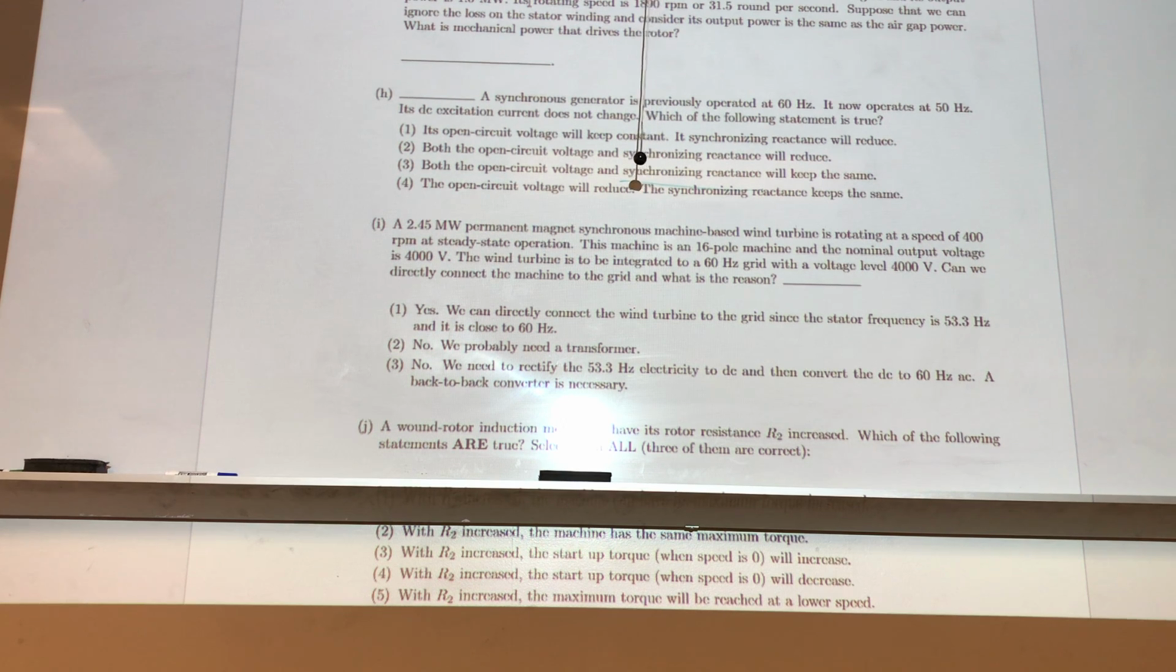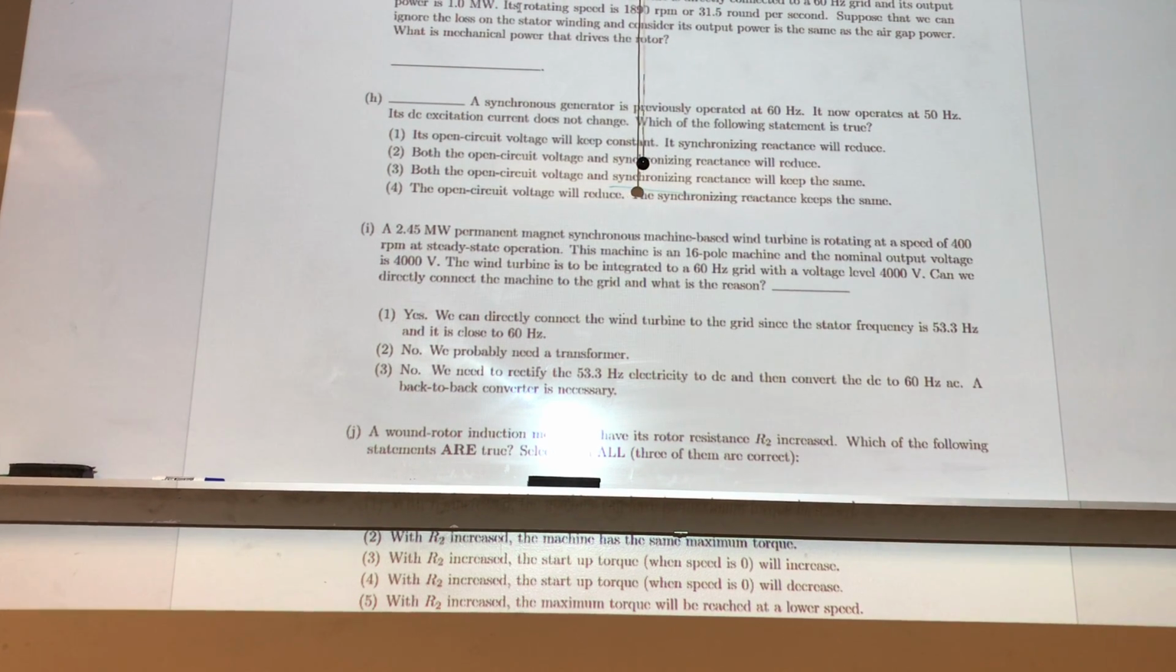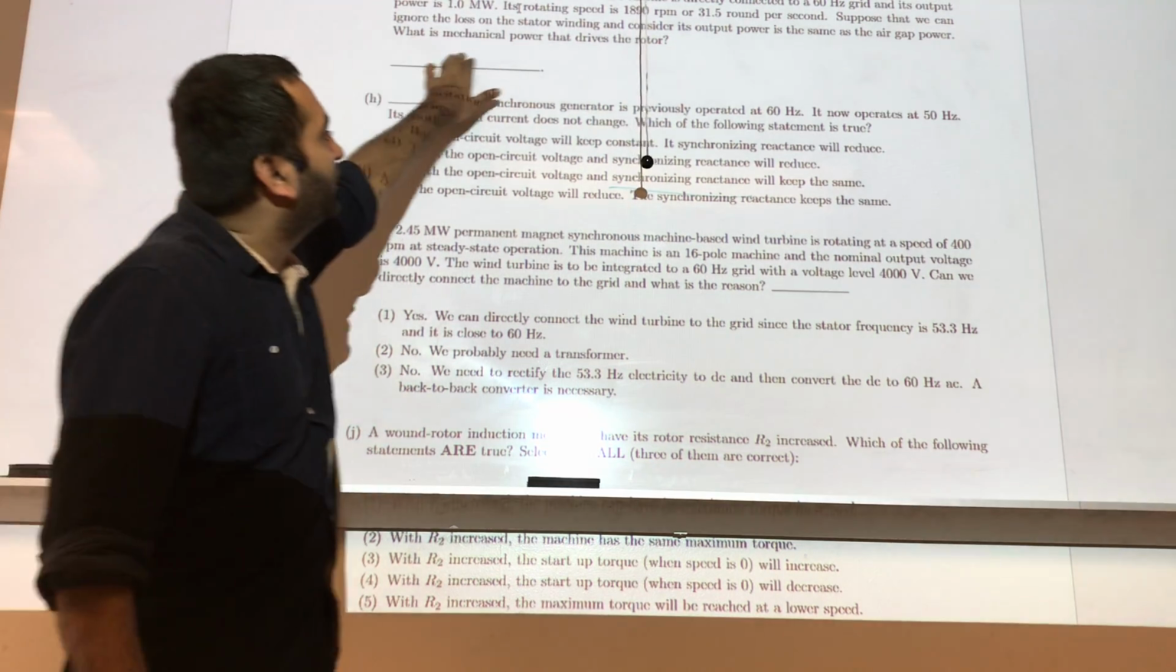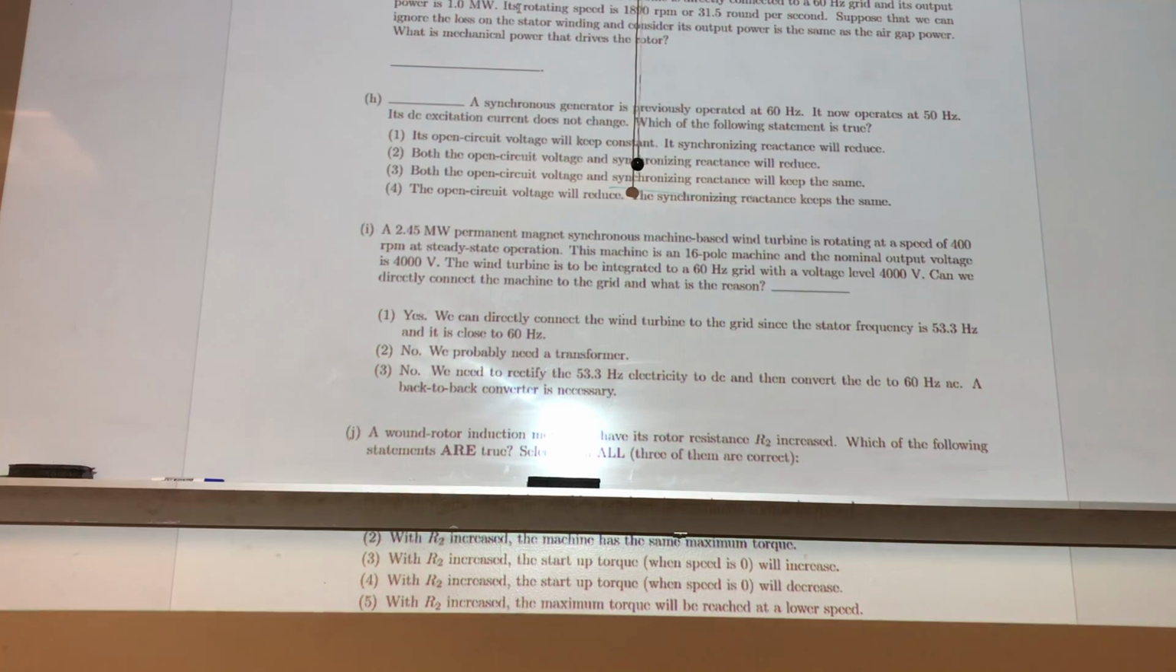I don't think you'll have a transformer in there. It's just synchronous machines and induction machines. Okay, it's asking you to find the mechanical power.